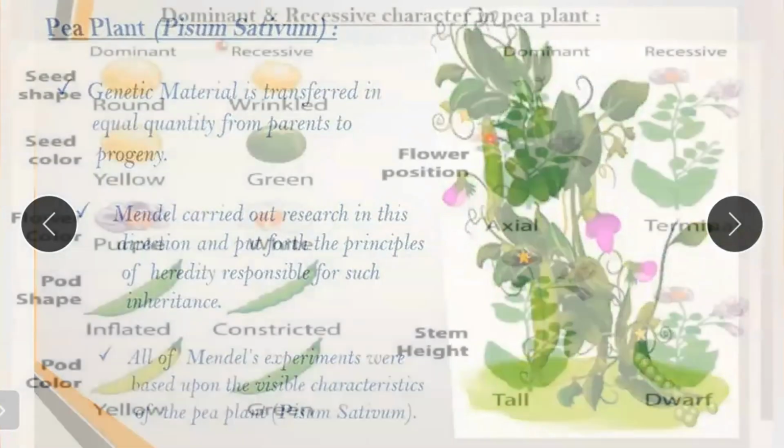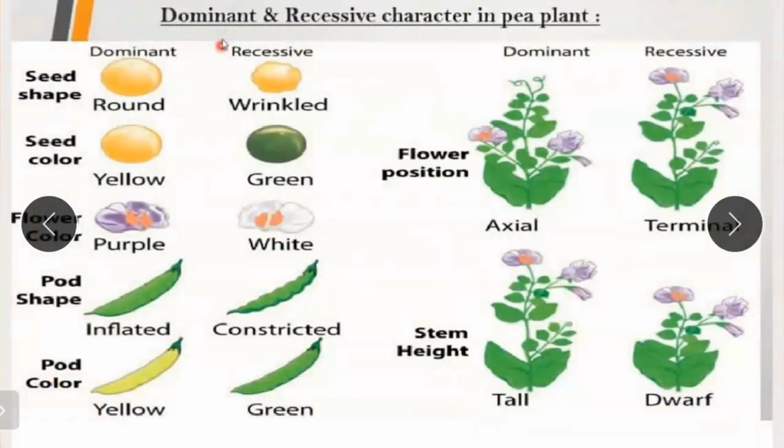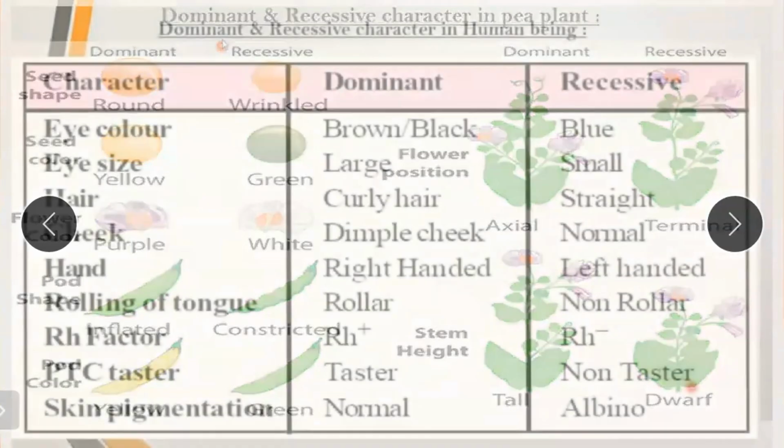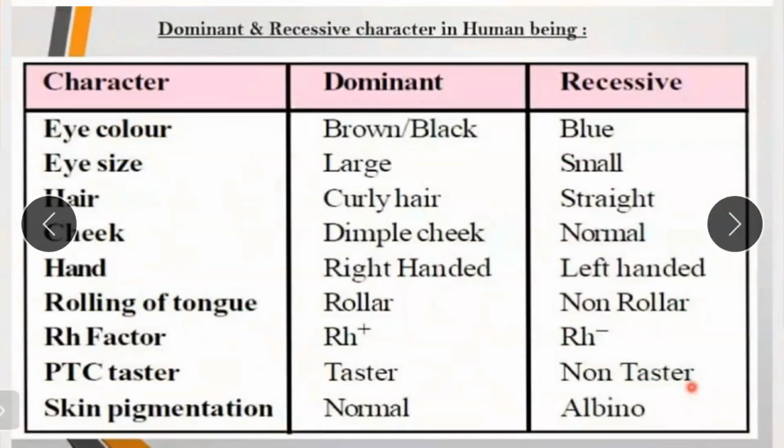All of Mendel's experiments were based upon the visible characteristics of the pea plant, Pisum sativum. In the slide, you can observe the dominant and the recessive characters in a pea plant: round and wrinkled, yellow and green, flower color purple and white, pod shape inflated and constricted. What about the pod color? Yellow and green. What about the flower position? In dominant, it is axial, and in recessive, it is terminal. What about the stem height? In dominant, it is tall, and in recessive, it is dwarf. So it can be asked in the exams, all these characters in a tabular form to complete the table.